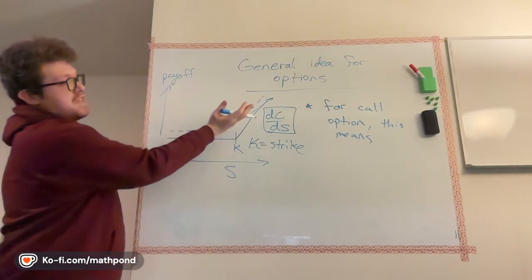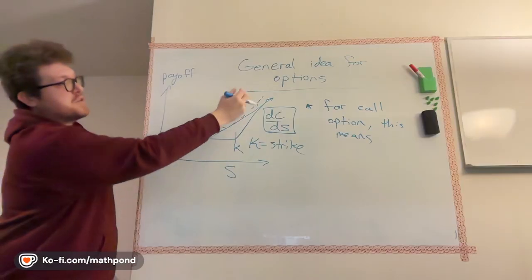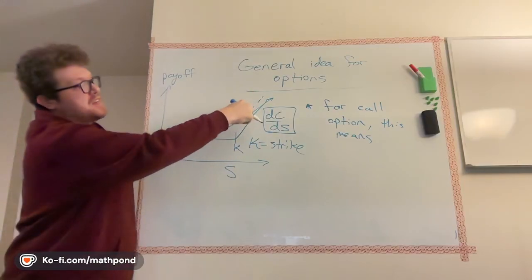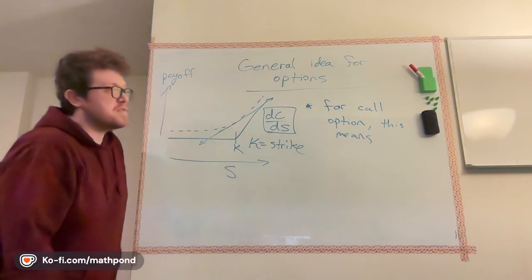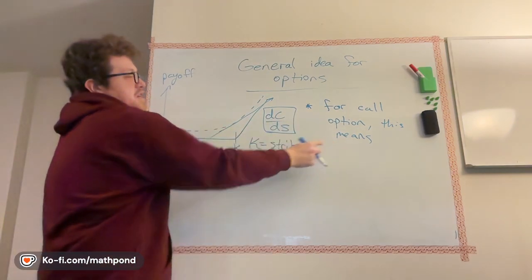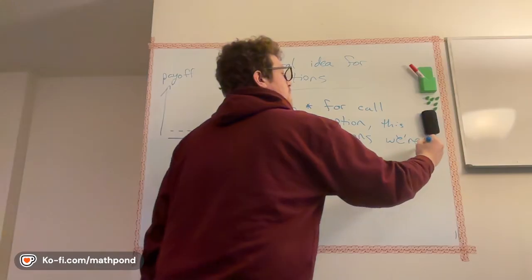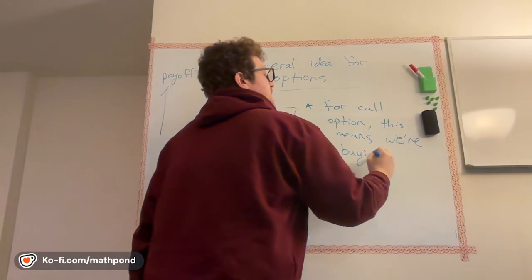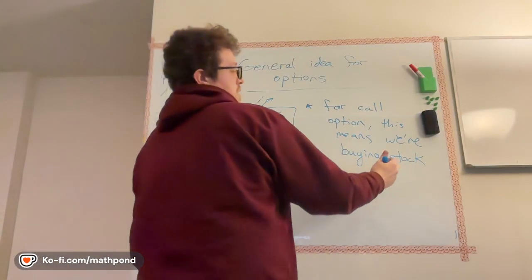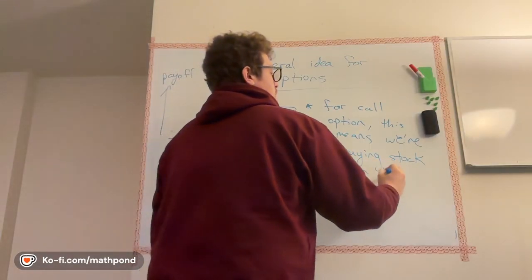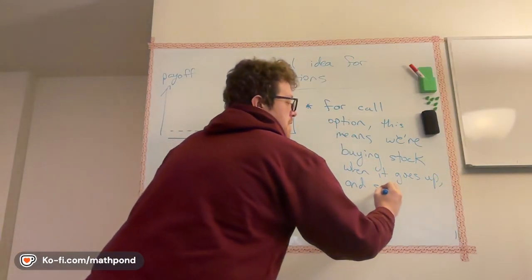And you can see that there's this convexity here. So this line, if I follow it down here, it actually goes lower, and that means we would be selling some of the stock when it goes down and buying some when it goes up. So the second derivative is positive. For a call option, this means that we're buying stock for the replicating portfolio when it goes up, and selling it when it goes down.